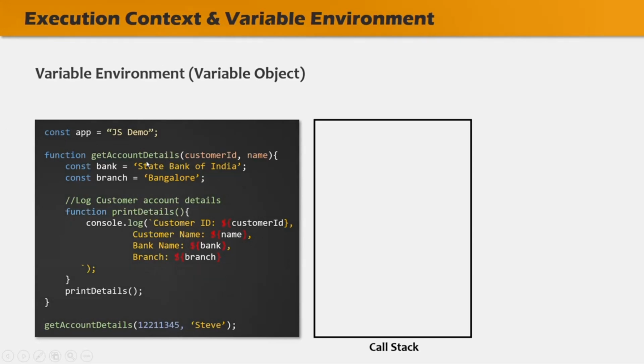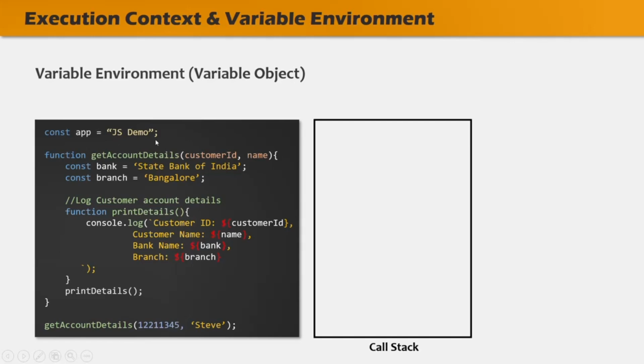So again, here I have a very simple JavaScript code. Here we are creating this app variable in the global scope, and we are also creating this getAccountDetails function in the global scope. And then we are calling this getAccountDetails function. So as we have learned, when this JavaScript code will be executed by the JavaScript engine of the browser, first of all, it is going to compile this JavaScript code into machine code, and then it is going to execute this code line by line.